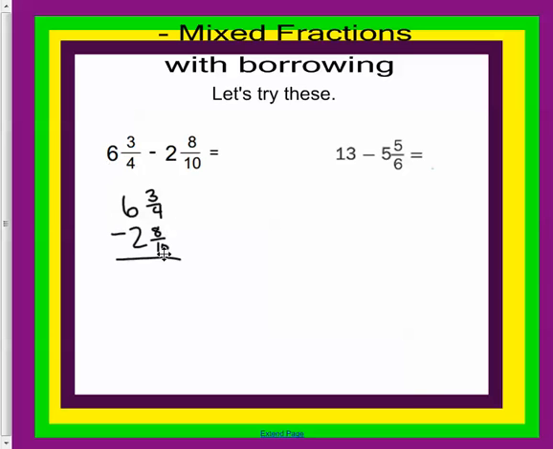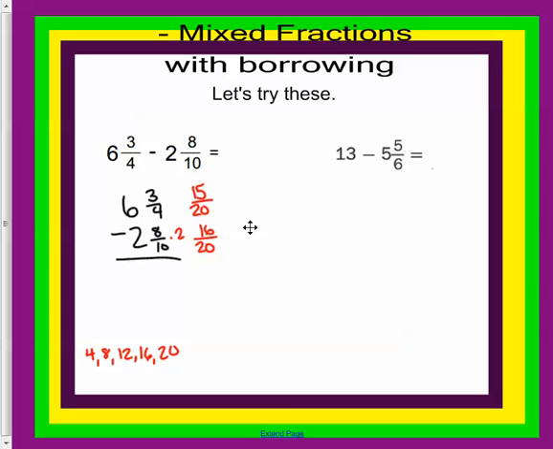So 4 and 10, what do they share in common? A 20. Because if we look at the multiples of 4: 8, 12, 16, 20, we notice that 20 would be in common with 10. So 10 times 2, 8 times 2 would be 16. 4 times 5 gives me 20, so 3 times 5 gives me 15.